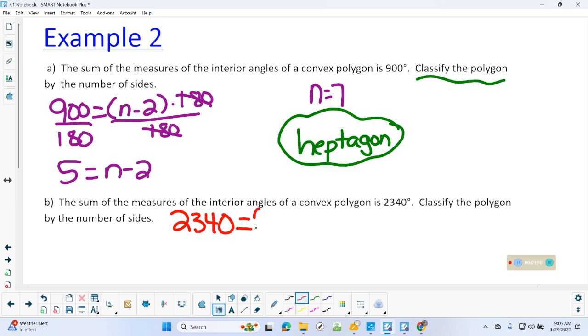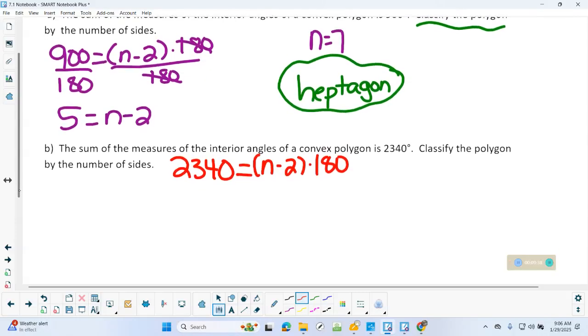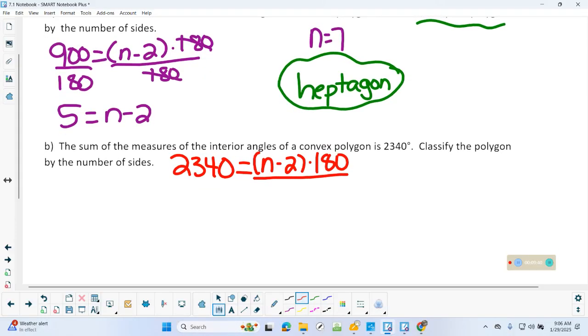We're solving for the n. Now again, you can distribute 180, but it really doesn't get you anywhere, so I just feel like it's extra work. I'm going to get rid of 180. I'm going to cancel it and divide it. All right, calculator, what's 2340 divided by 180? 13. A little mental math here. Final answer for n.